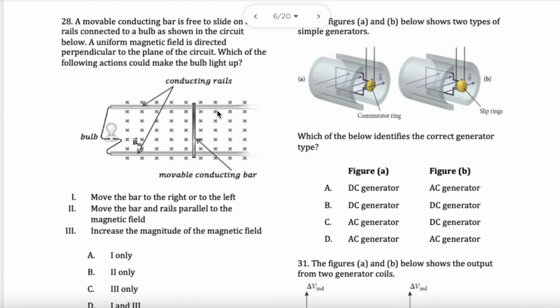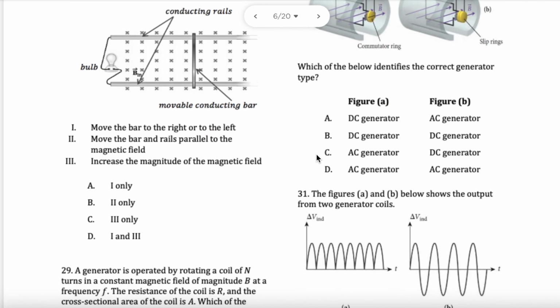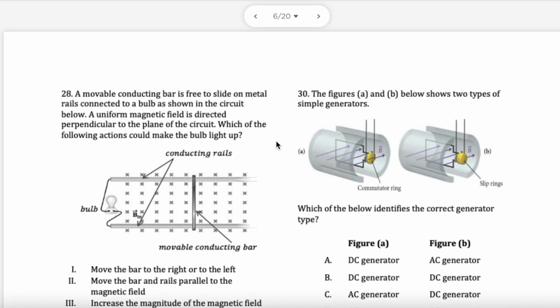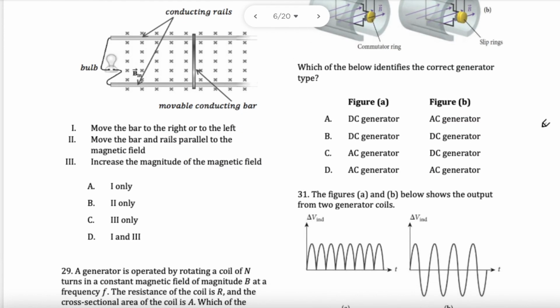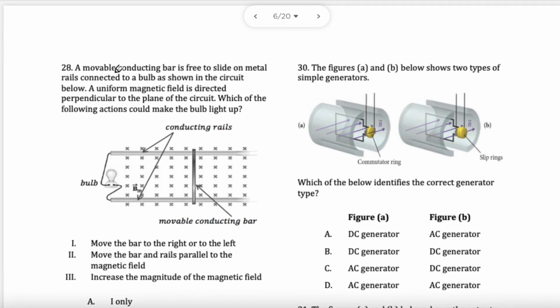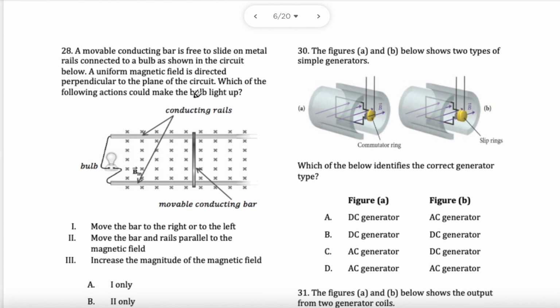So in this video, I'm going to focus on inductance, but before we do that, there's a few more questions remaining, so I'm going to get over these ones and then we'll move on. This is just like in the previous video. This question is asking, how could you make the bulb light up? If you want to make the bulb light up, we must induce a current. Inducing a current means I must change the flux.